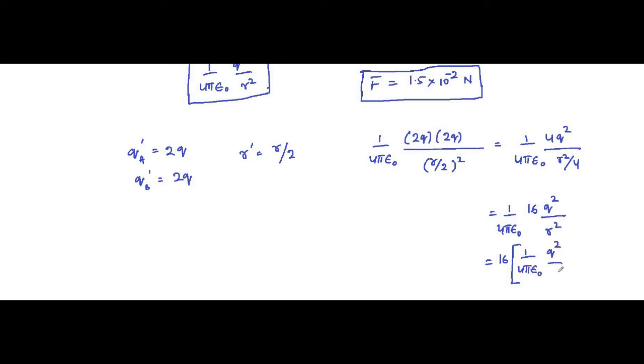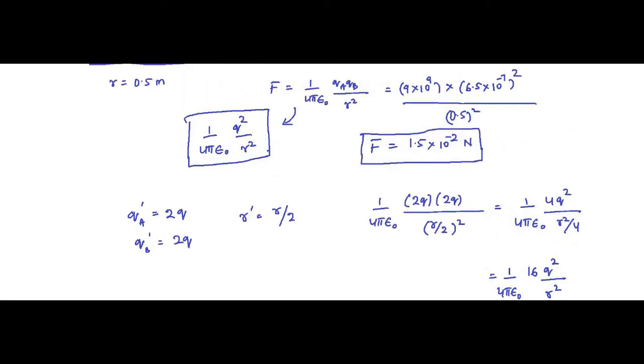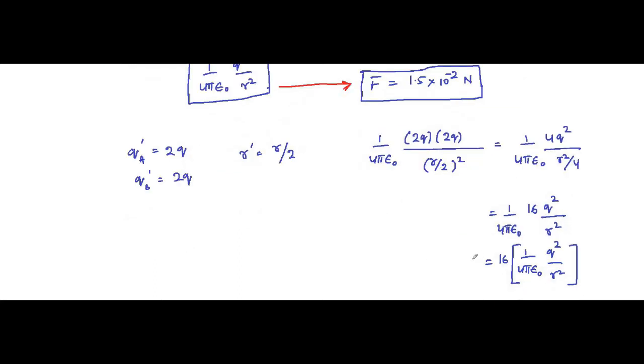Okay, if we compare this expression, 1 by 4 pi epsilon 0 q square by r square, which has value equal to f, and this expression, 16 into 1 by 4 pi epsilon 0 q square by r square, this is equal to 16f.